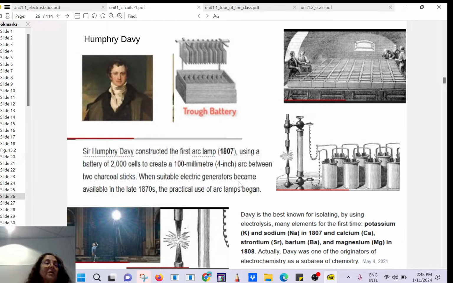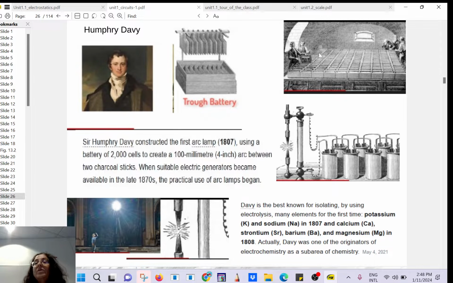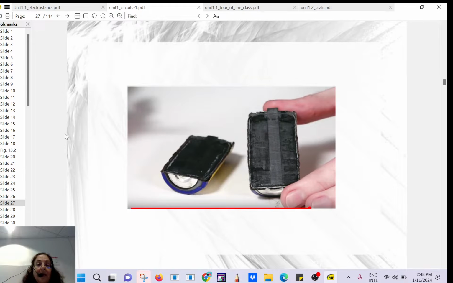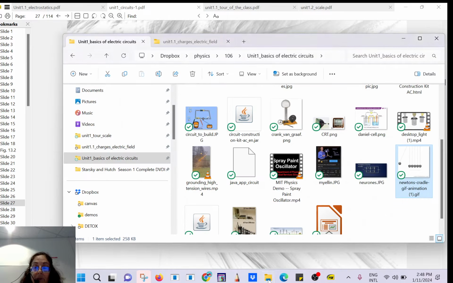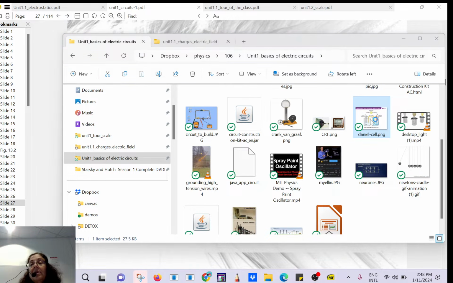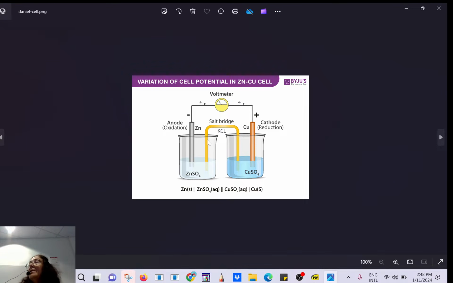Okay, so we talked about Humphrey Davy. He's the one who placed like 2,000 batteries in series, and so he was able to make a spark. We already talked about that. And then I think it was a British man named Daniel who came up with the Daniel battery. If you take a chemistry class, have you done that experiment? Something like this, right?